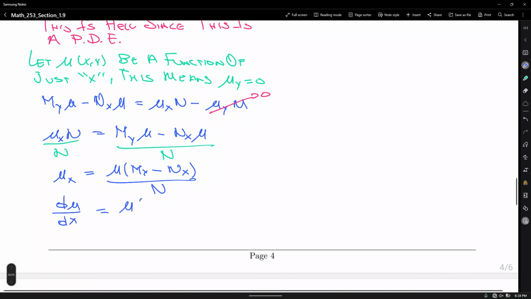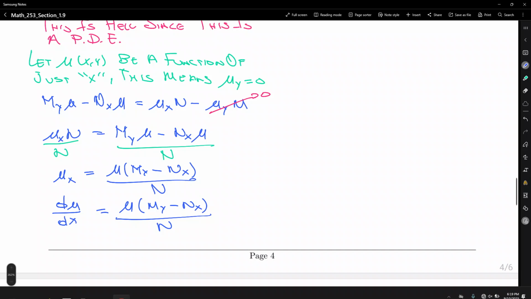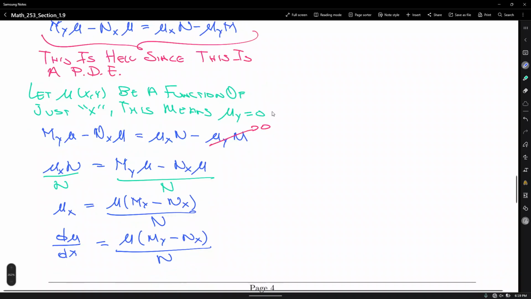This is equal to mu times m sub y minus n sub x divided by n. And guess what? This is an ordinary differential equation. It's separable, by the way. I'm going to multiply both sides by dx, and divide both sides by mu to obtain the following: d mu over mu equals m sub y minus n sub x over n dx.